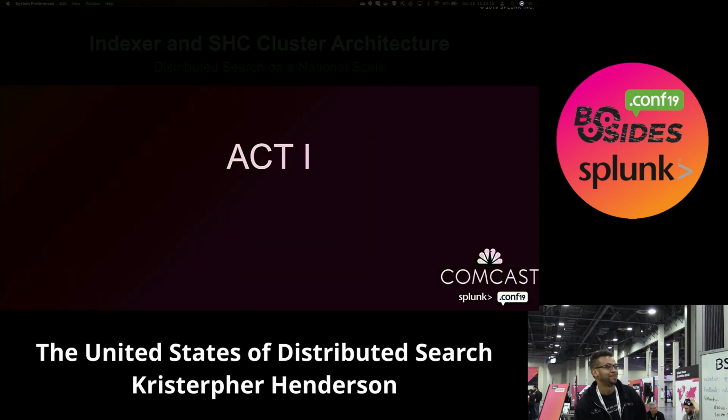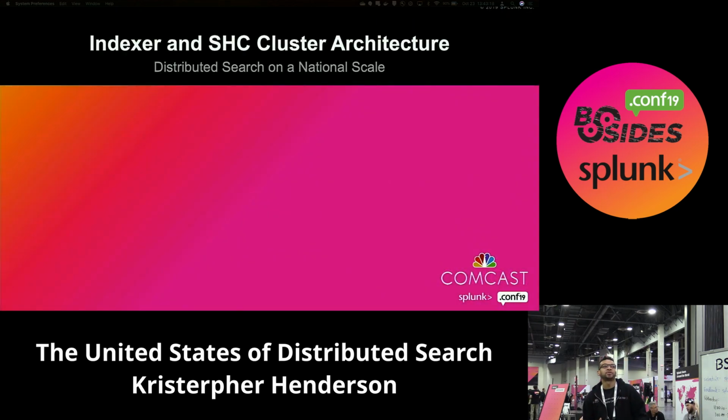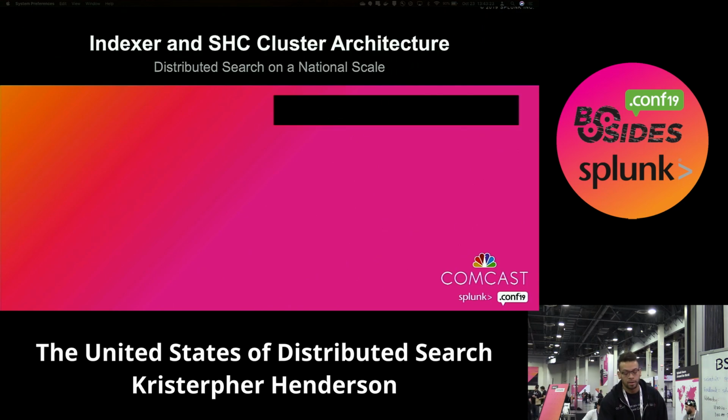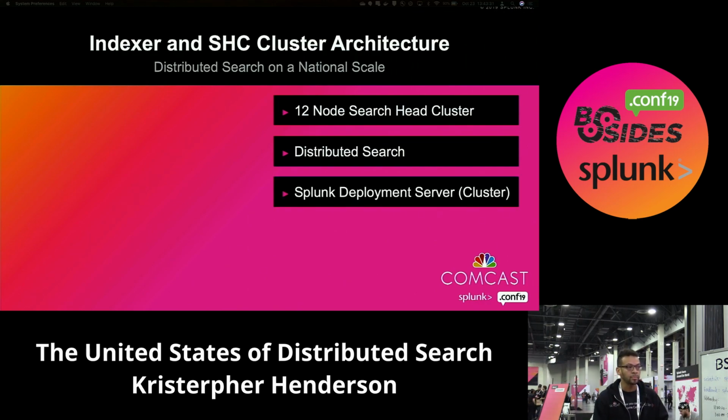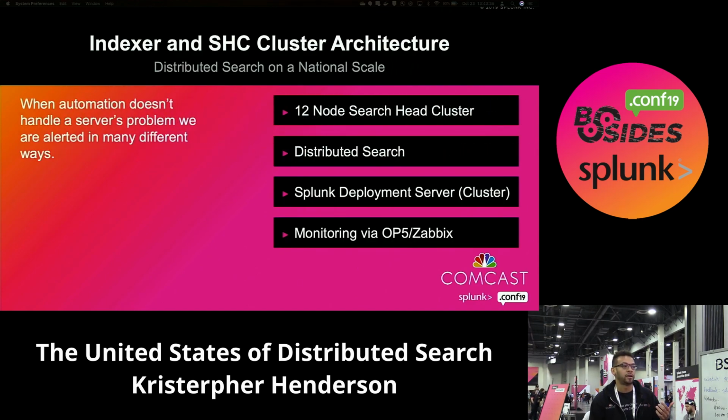No? Okay. All right. So, indexer and search head cluster architecture, distributed search on a national scale. How do we do it? We have a 12-node search head cluster with distributed search. We have a Splunk deployment server cluster. We also have monitoring via OP5 and Zabbix. And that basically means that we have monitoring. That monitoring comes in when automation doesn't handle a server's problem. So sometimes we have issues that we actually need to step in and fix.